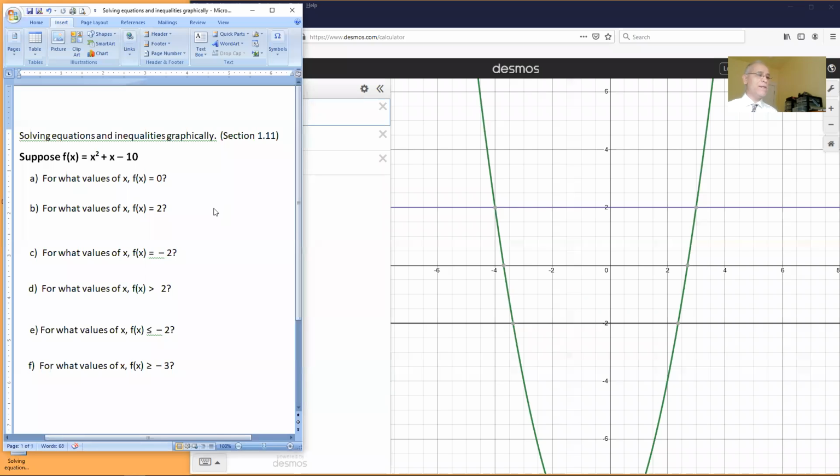So hopefully you can see this question that is asking solving equations and inequalities graphically. Suppose f of x equals x squared plus x minus 10. Okay, let me do a new share.